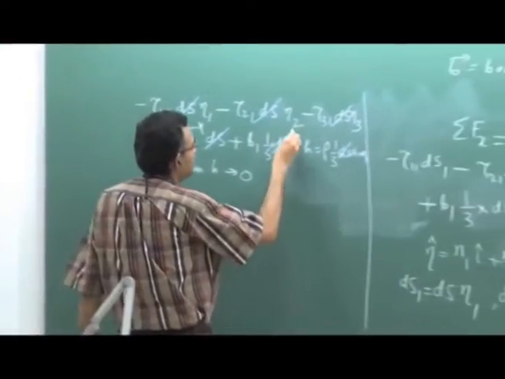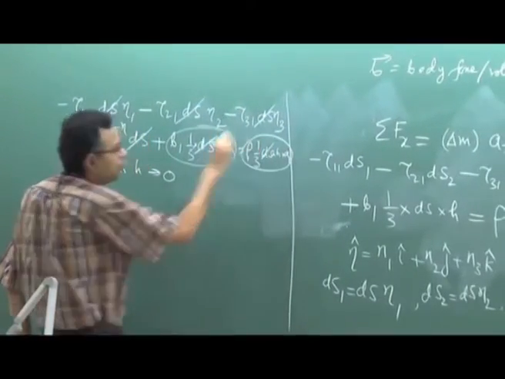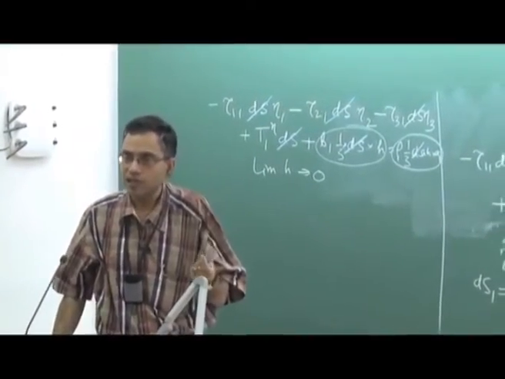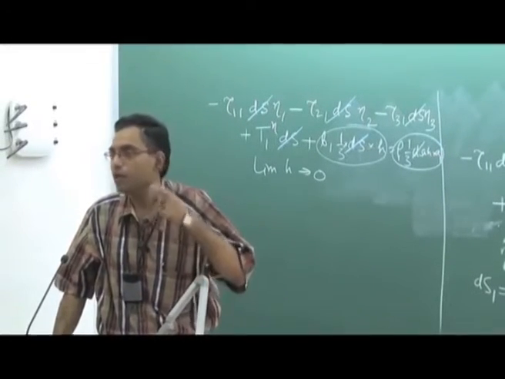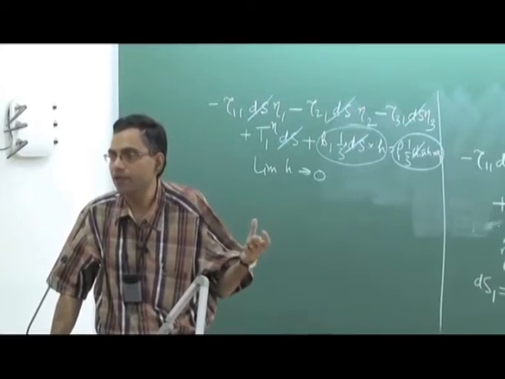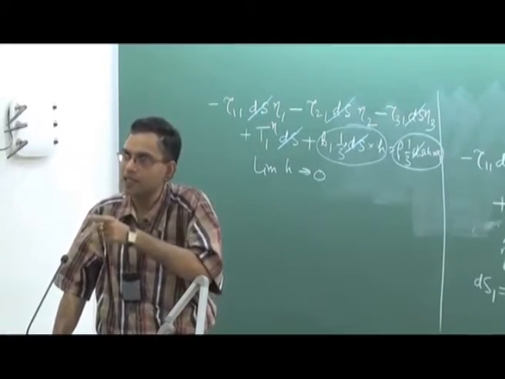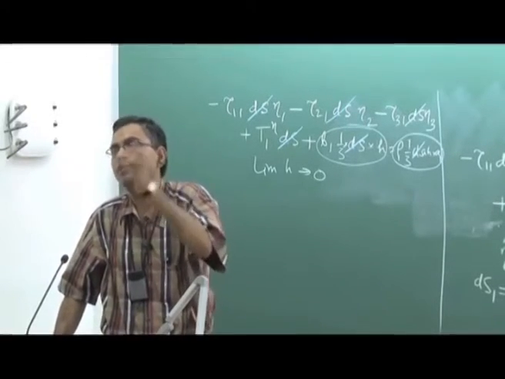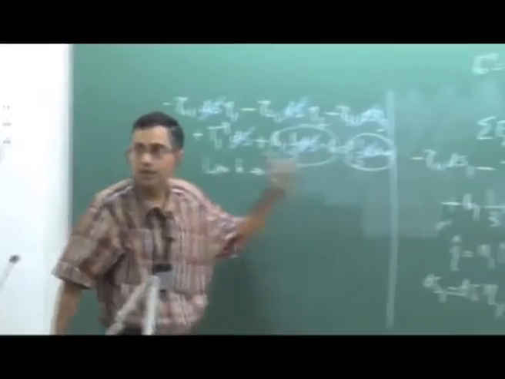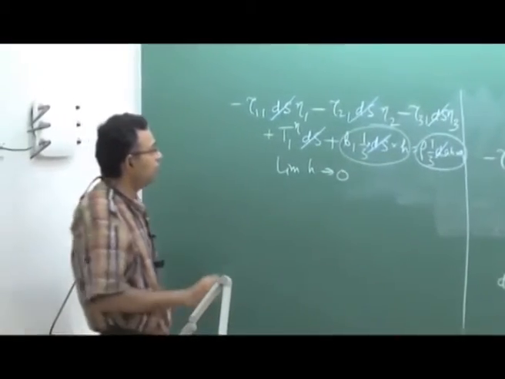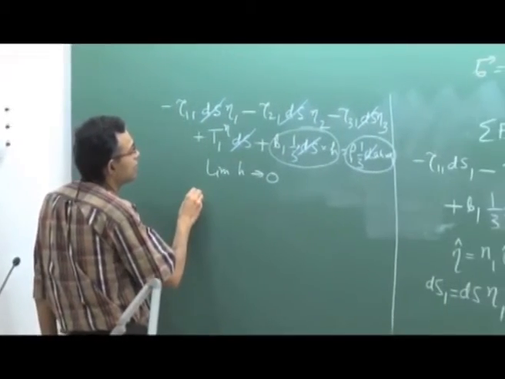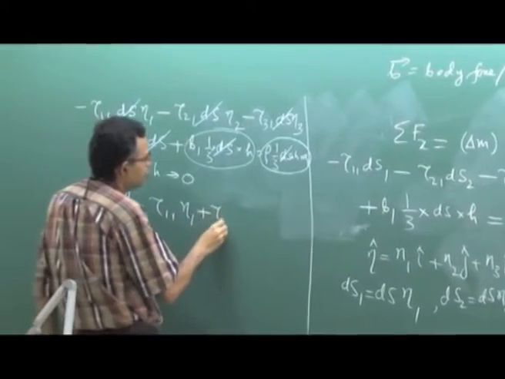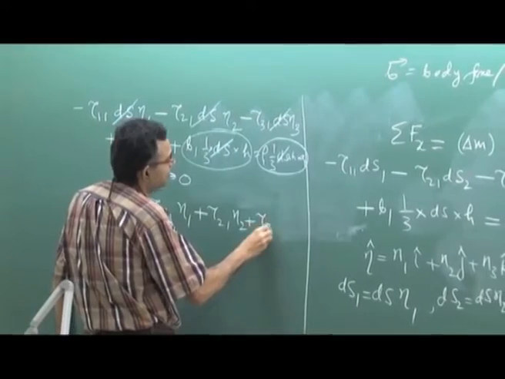So if you take the limit as h tends to 0, this term will be 0 and this term will be 0. So even if there is a body force, even if the fluid element is accelerating, it will not matter at the end for what we are deriving. It is true even if the fluid is accelerating or not, even if there is a body force or no body force, because eventually these terms are getting cancelled. So you can write T1 eta is equal to tau 11 eta 1 plus tau 21 eta 2 plus tau 31 eta 3.